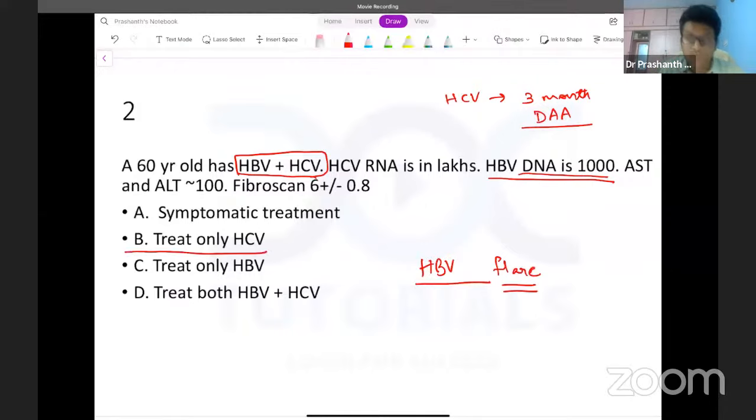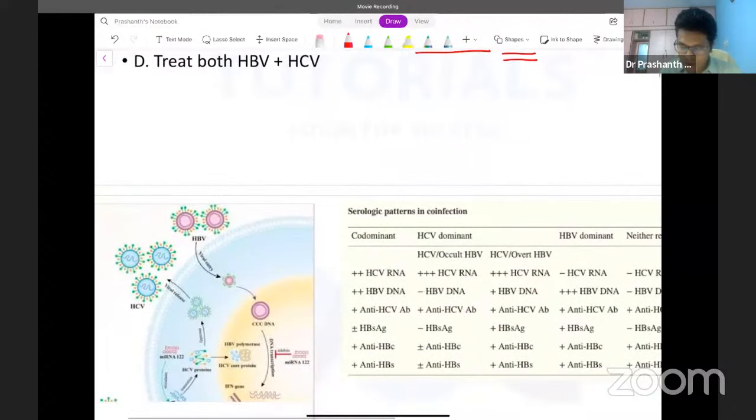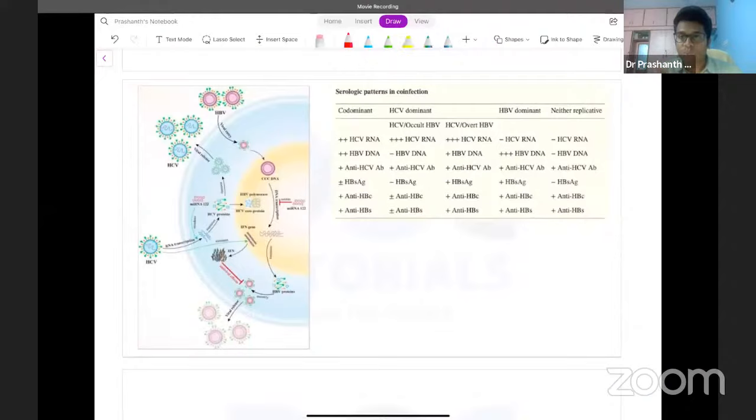So I would stick with B, to stick with Schlesinger. But if you go through some of the topics, I will send the PDF. Do not worry. You see which is dominant based on the HCV RNA and HBV DNA levels, and then take a call. That's one thing for co-infections.